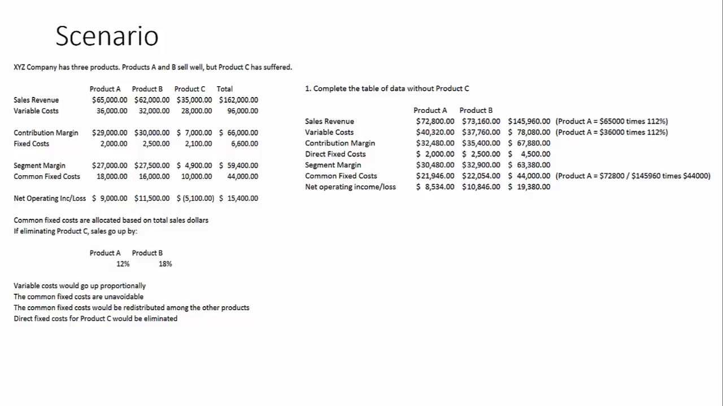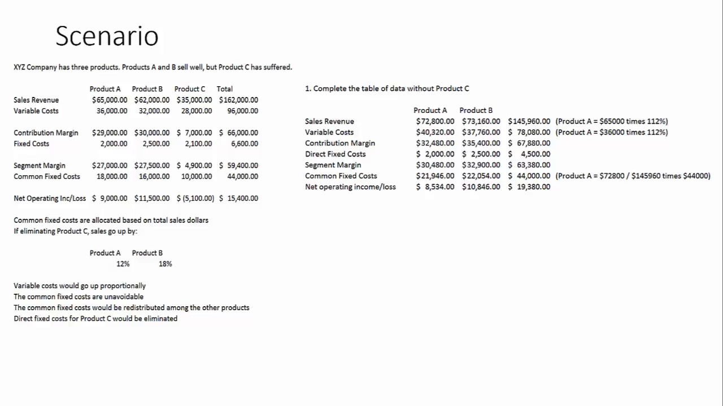Contribution margin is just sales revenue minus variable costs. The direct fixed costs, it told us that direct fixed costs for product C would be eliminated. So we're not redistributing that to any other products or anything like that. So our direct fixed cost for product A is $2,000 still, and for product B, it remains at $2,500. Our segment margin is then the contribution minus the direct fixed cost for both product lines. And then we have our common fixed costs.